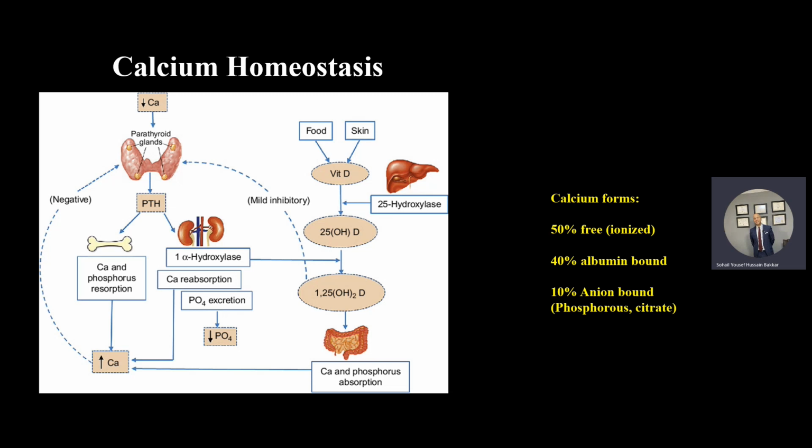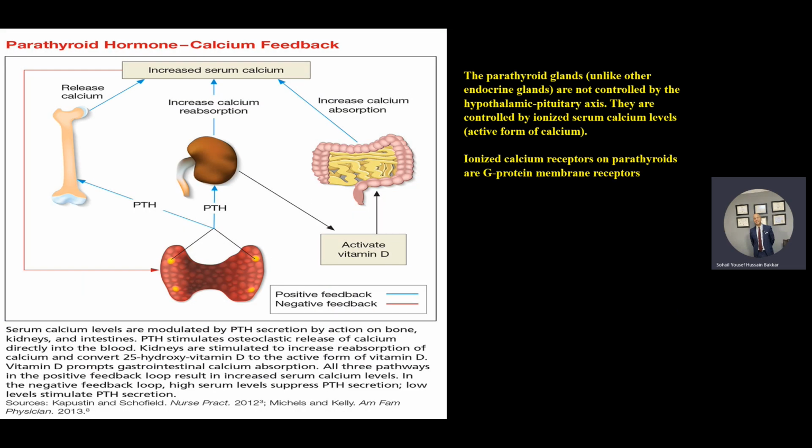So notice, in primary hyperparathyroidism, both PTH and calcium are elevated. In secondary hyperparathyroidism, serum calcium levels would be either normal or low, and the PTH would be elevated. So this is actually simple if you understand calcium homeostasis.